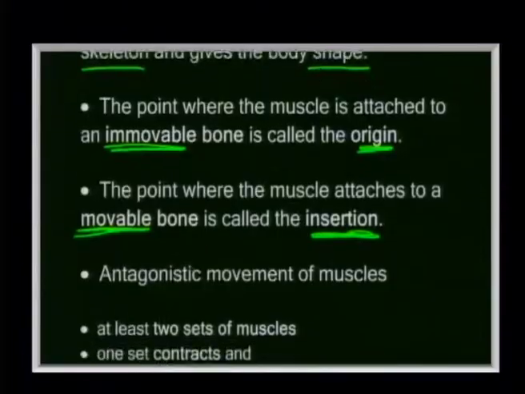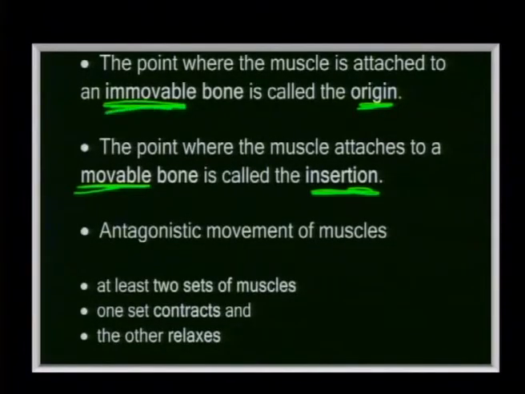I mean origin, insertion. Origin here, insertion there to lift that arm. So just to recap, if it is immovable, it is the origin. It's where it originates. If it is movable, then it is the insertion. So you insert at the movable part. Why? Because that's the part that's going to be able to go left or right or up or down, whereas you want the origin to originate in an immovable place.